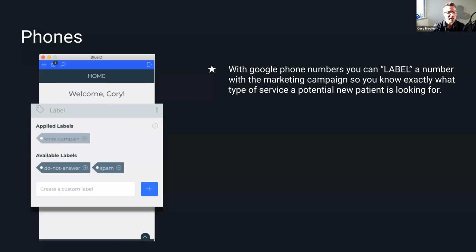So the other thing about this is Google numbers are pretty powerful. If you don't know much about Google numbers, there's so many videos out on the internet that you can Google. But the nice thing about Blue ID is you can add any phone number to the Blue ID system and not gunk up your patient management system, and then label that number. You can apply labels that this is our knee campaign, or this is our crown campaign, or this is our teeth whitening campaign. So when that number rings, you immediately know how to answer the phone with a messaging that matches the marketing.